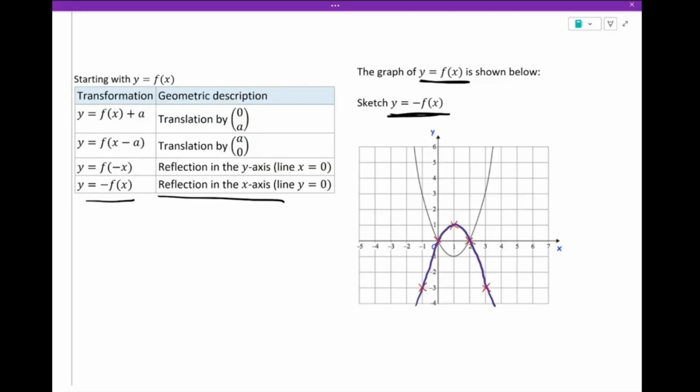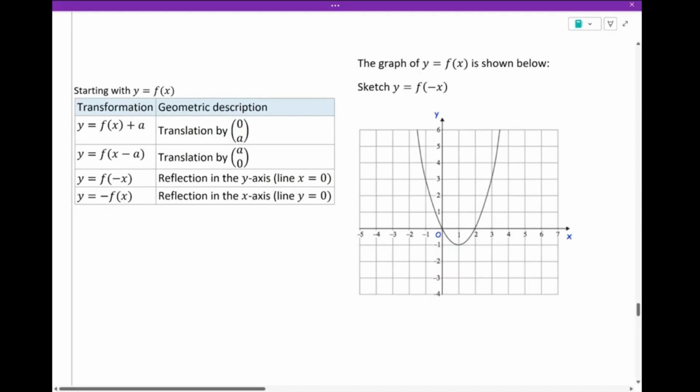Let's have a look at our final scenario. So we've got the graph of y equals f of x, and now we want to sketch y equals f of negative x. So the x inside the brackets has been multiplied by negative 1. So this should be our reflection in the y-axis. So now I need to go to all my known points and reflect them in the y-axis instead. So let's start with our turning point. Well, we need to move 1 to the left to get to the y-axis. So if we move 1 to the left the other side, it's going to end up here.